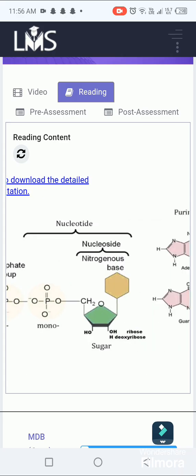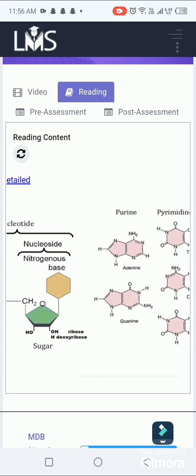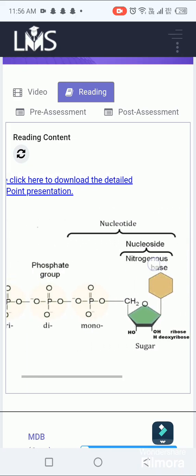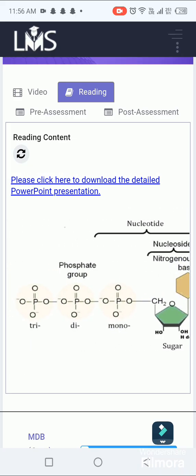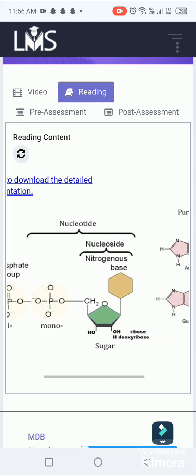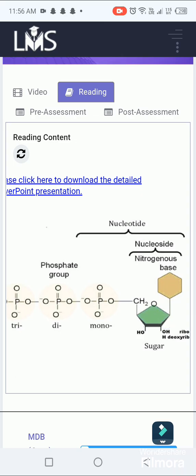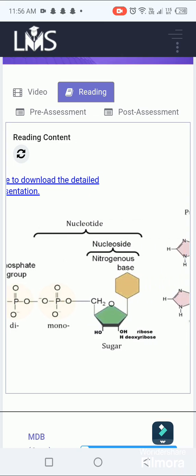There is a nucleotide and nucleoside, and purines and pyrimidines. Purines are adenine and guanine, they are double ring, and pyrimidines are thymine, cytosine and uracil, and they are single ring bases. In a nucleotide we have a phosphate group, a nitrogenous base, and ribose sugar. And in a nucleoside we have only a nitrogenous base and ribose sugar.